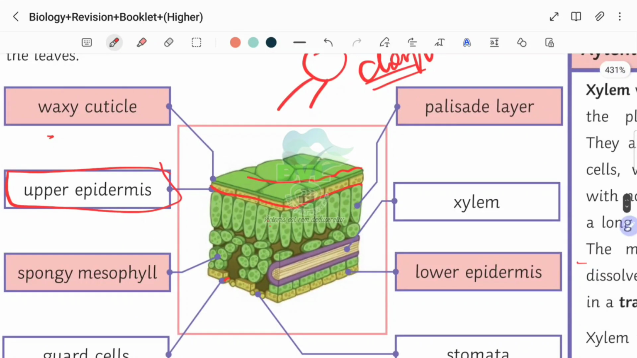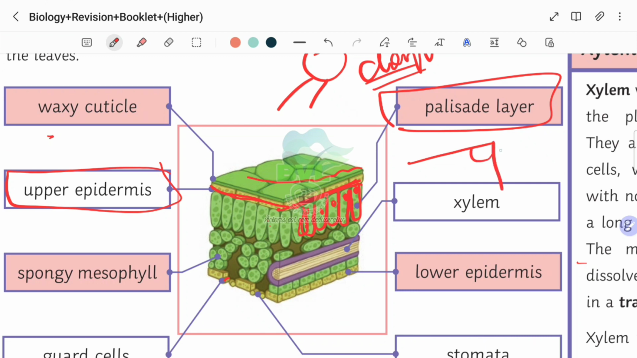Now, I just said that the upper epidermis allows the sunlight to pass through. Okay, then to pass through to what? To the palisade mesophyll, which is the actual major site of what? Photosynthesis. Why? Because it is made up of a lot of chloroplast, number one. Number two, this layer has the highest rate of photosynthesis because the cells are arranged in clusters. Number three is that they are arranged perpendicular, which means 90 degrees to the surface of the leaf.